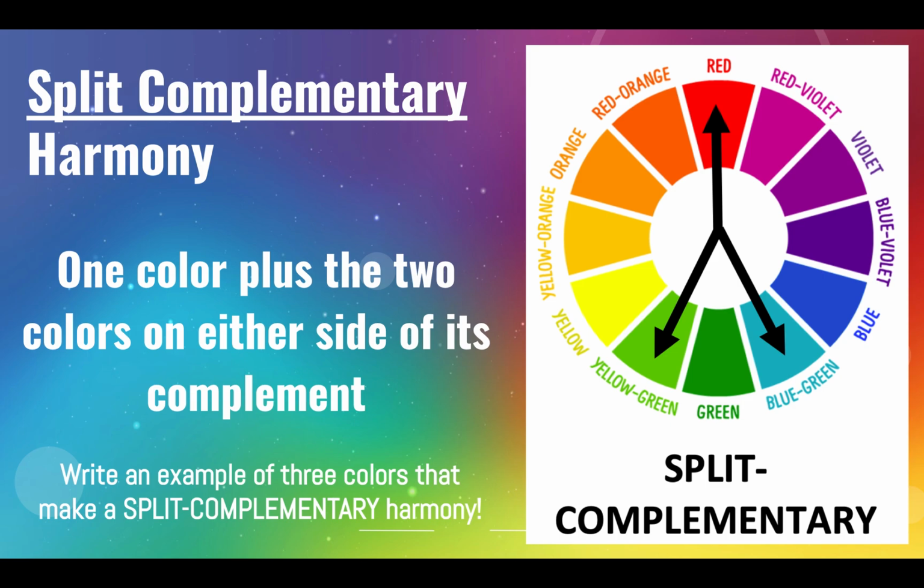Split complementary is a little trickier to always pick out, but it's one color, so choose any color on the color wheel, and then find its complement, but we're choosing the two colors next to it. So instead of red and green, we have red, yellow green, and blue green. So in your sketchbook, write an example of those. So yellow and violet would be complements, but a split complement would be yellow, red violet, and blue violet.